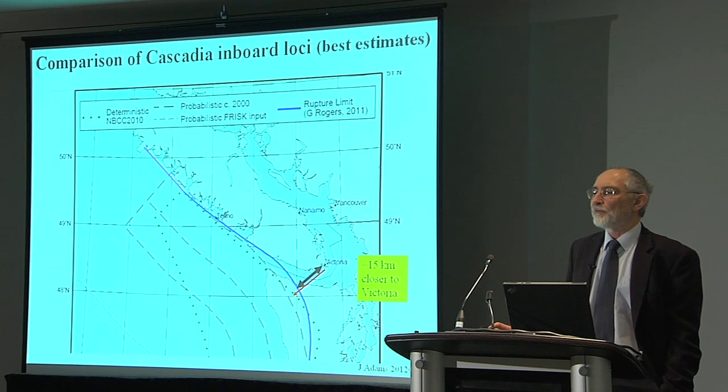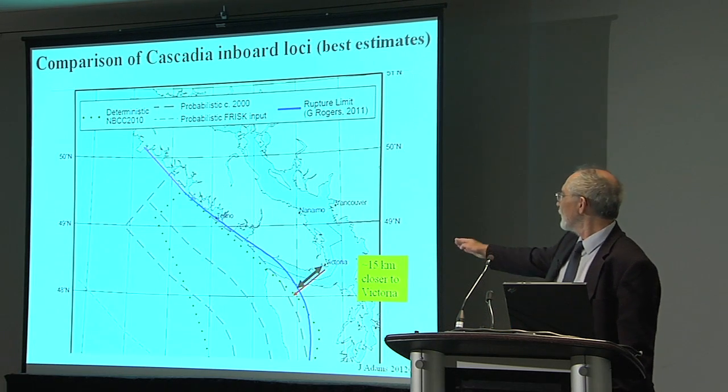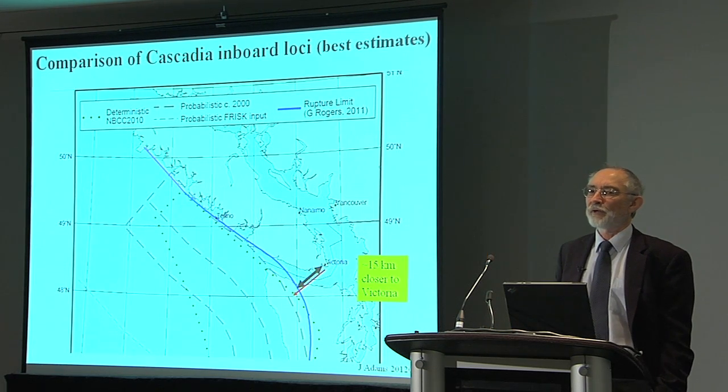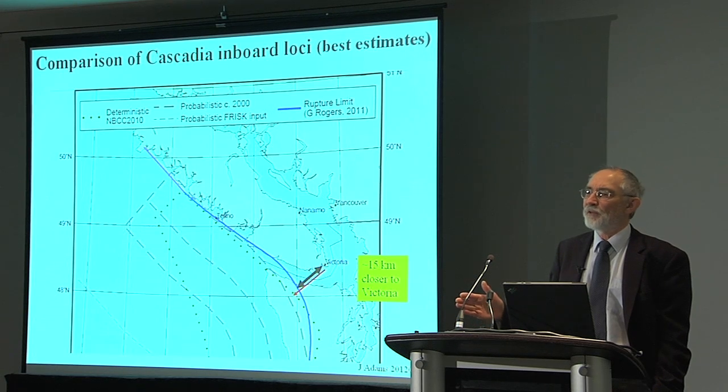Relative to the way we did it for the last building code, this locus is about 15 kilometers closer to Victoria. In other words, we've decided that now we think the shaking will be a little closer to Victoria than it was.